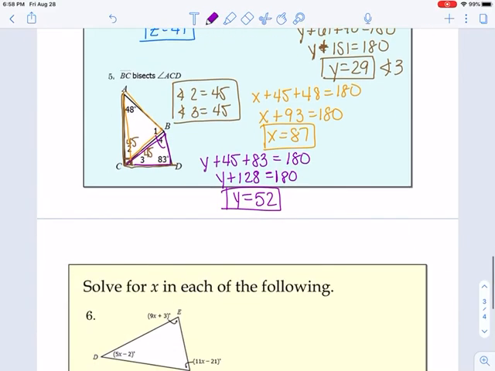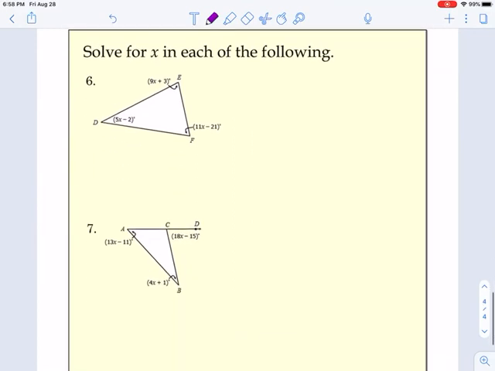Okay, and then our last slide on our last 3 problems here. Okay, all we have to do is solve for x in this case. They're just a little bit more involved than the ones that are up at the top. Okay, so now we have 3 angles that are all algebraic expressions, but really it's no different. We're just going to take all 3 for this number 6, add them together, set them equal to 180. So I'm going to do 9x plus 3 plus 5x minus 2 plus 11x minus 21 equals 180.